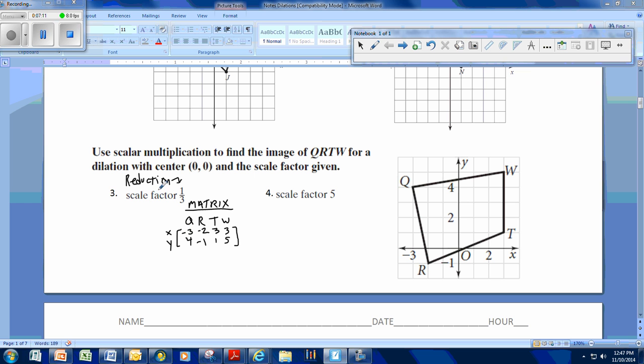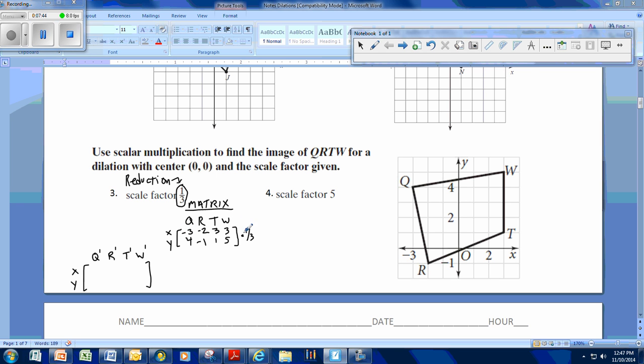Alright, so first thing I'm going to do, for number 3, is take that scale factor of a third and multiply everything in it by that scale factor. Now multiplying by a third is the same thing as dividing by 3. So I'm going to get my new points, Q prime, R prime, T prime, and W prime. I'm going to arrange my answer in a matrix as well. My x's are on top, my y's are on the bottom. I'm going to take each point divided by 3.